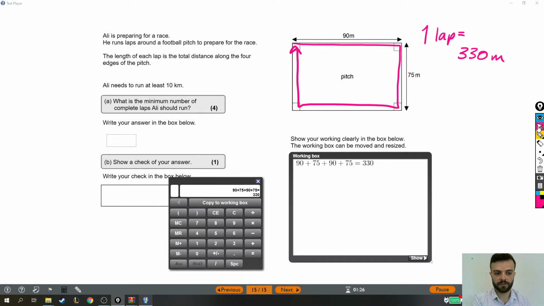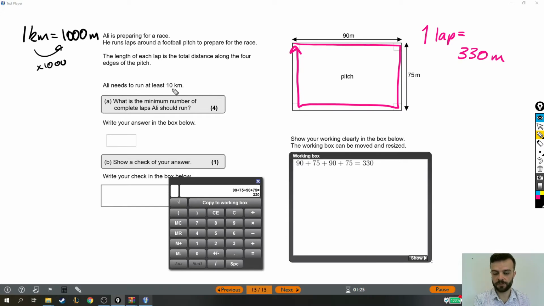Now that's how far 1 lap is, but we know that Ali needs to run at least 10 kilometers. Now it's going to be really tricky if we're trying to compare meters and kilometers, so we need to convert them to the same units. I'm going to choose to convert this 10 kilometers into meters because I think it'll be easier. Key bit of info is that 1 kilometer is 1,000 meters. So if you take the number of kilometers and times by 1,000, that turns it into meters.